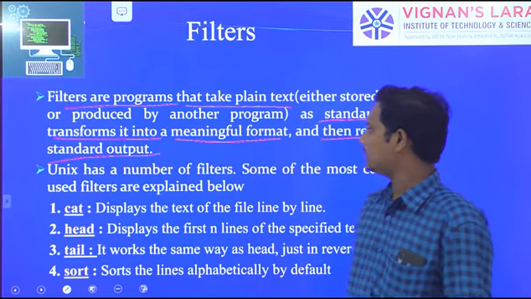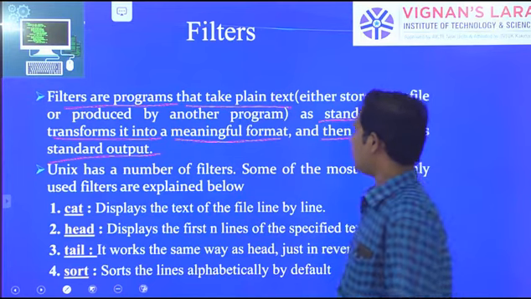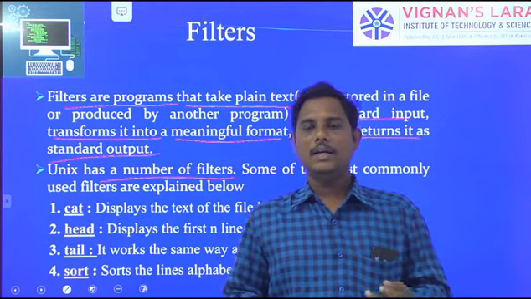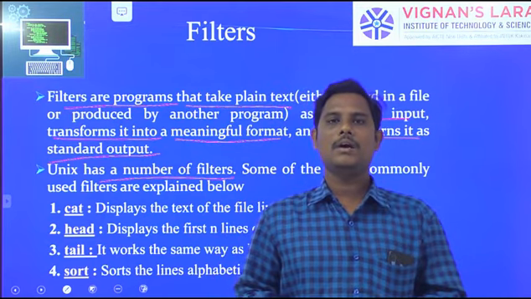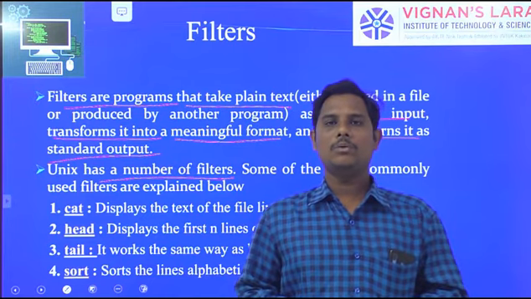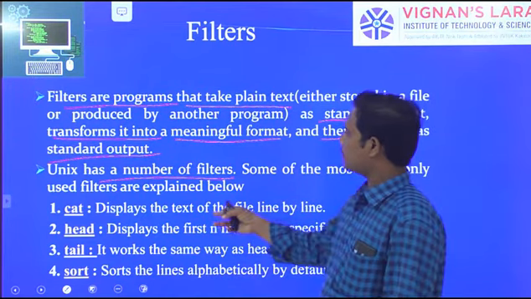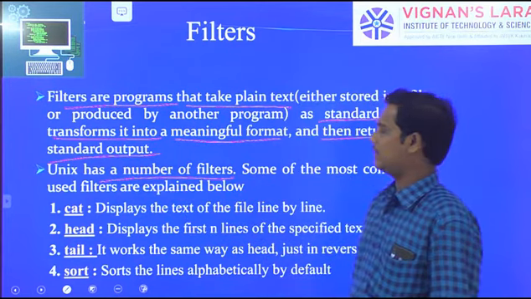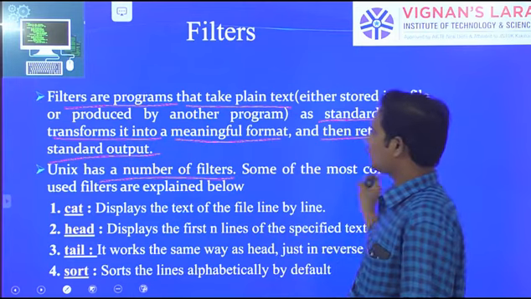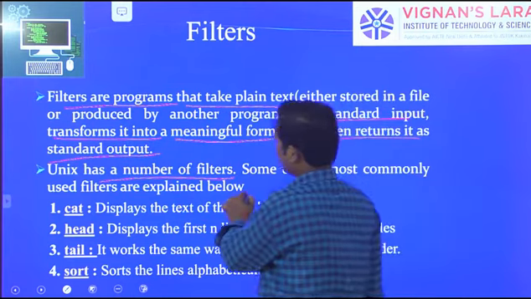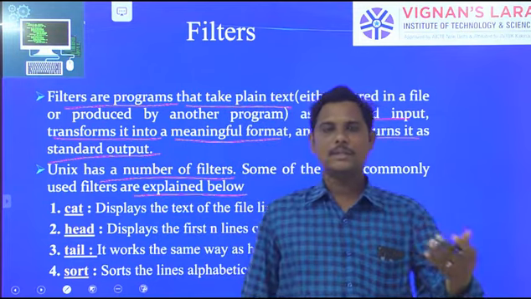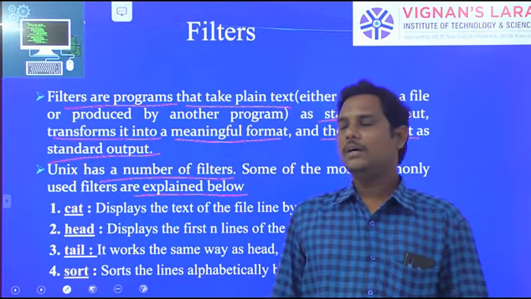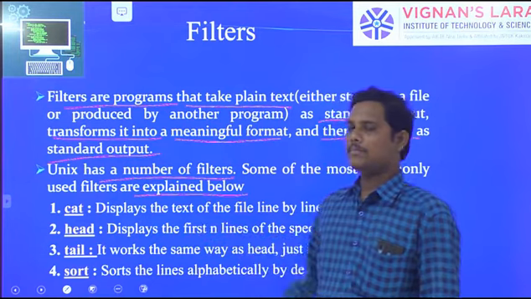In the Unix operating system, filters are used. It has a number of filters. For each and every command in Unix, we give the input, it processes it, and displays the output. In the same way it proceeds. Unix has around 100 filters. Some of the most commonly used filters are explained below. Some filter commands are already completed, as you know from the first, second and third units.